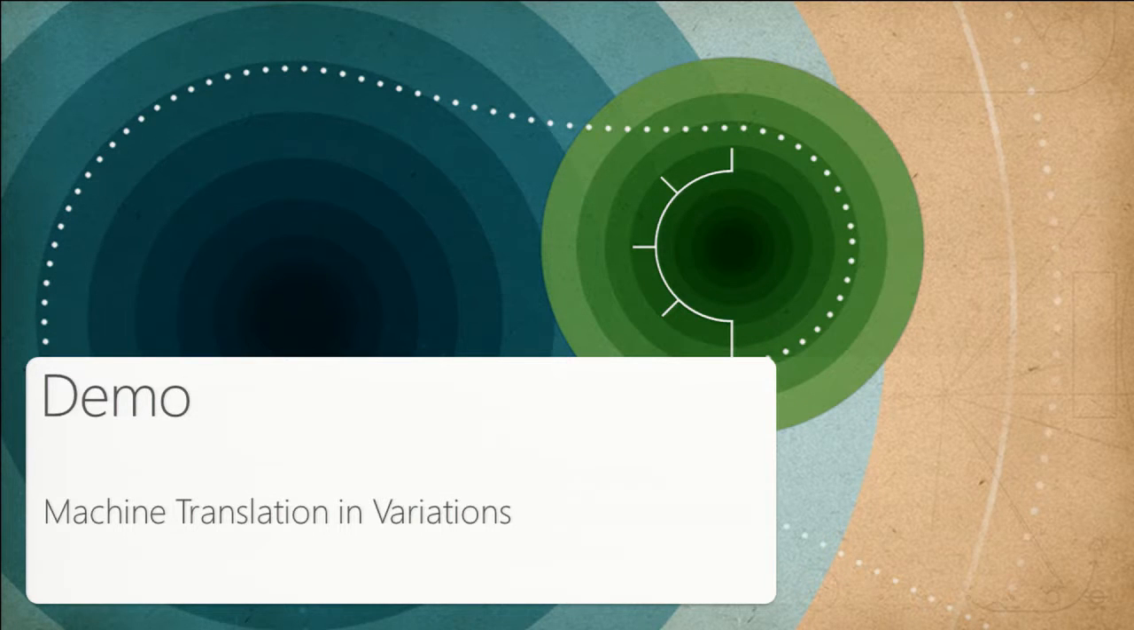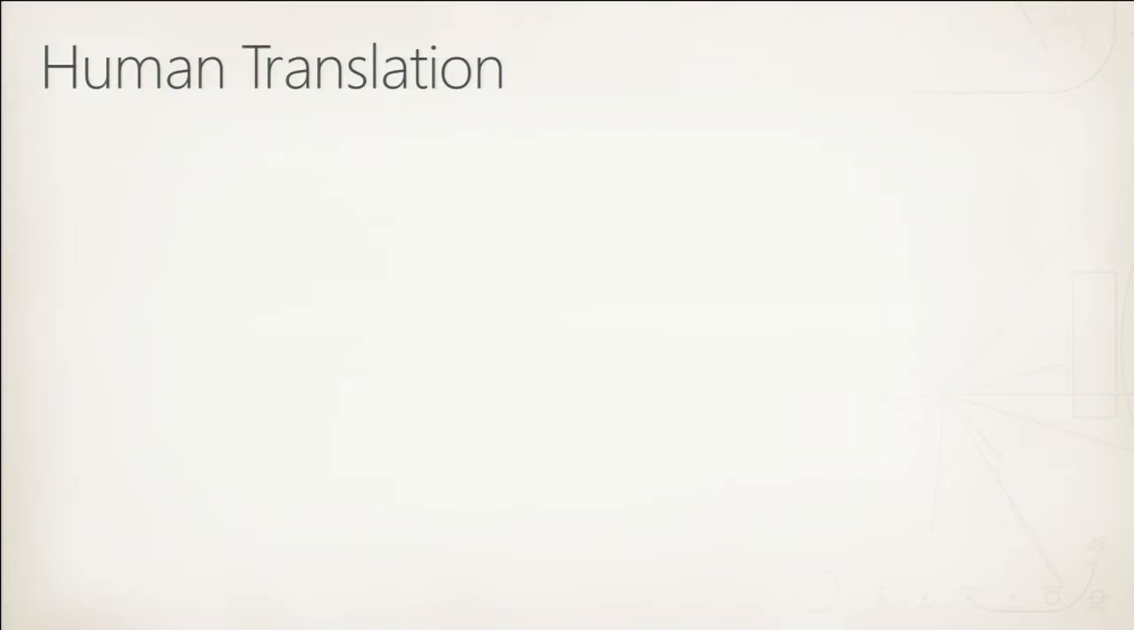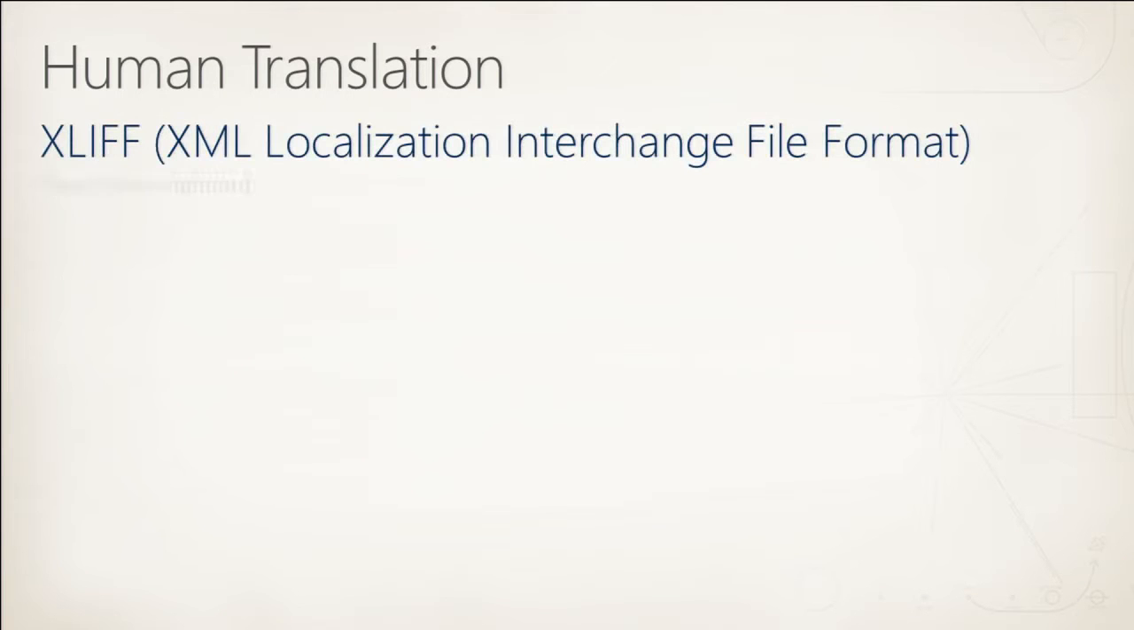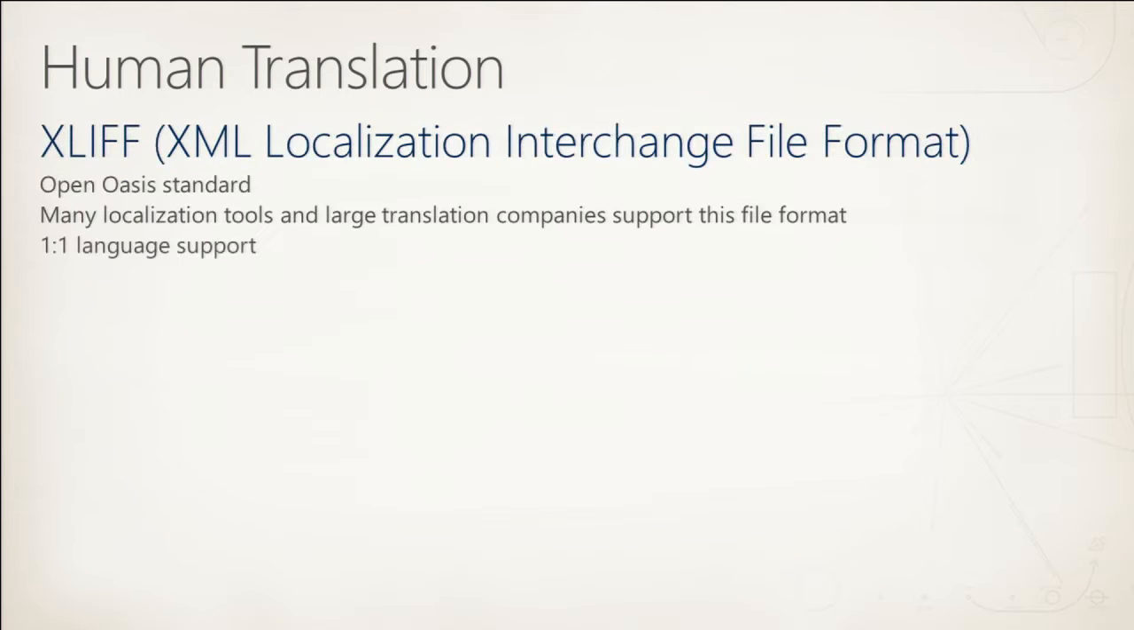Okay, so now we're going to talk about our investments in human translation. So you've probably seen in the Variations tab that we have a Create Translation Package button, and what this does is it takes the content that you've selected and puts it into an XLIF file. XLIF is an XML localization interchange file format. It's an open OASIS standard that has been gaining popularity in the localization industry over the last few years.